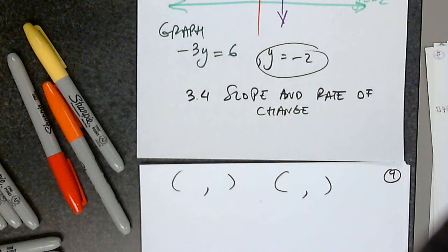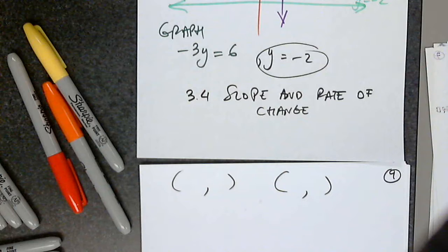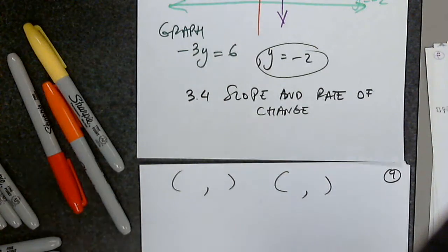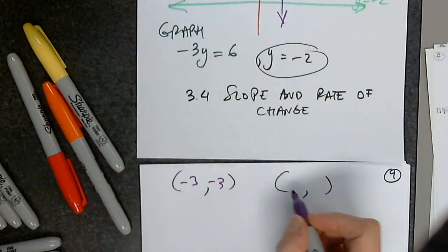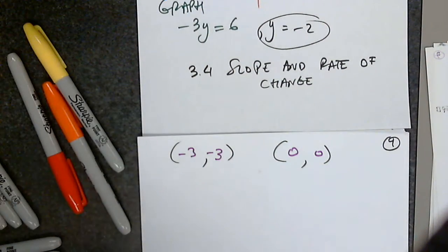We are on page 213. You can pick from there, or you can just give me 2 points. -3, -3. Okay, that's a good one. 0, 0. Oh, okay. Very good.